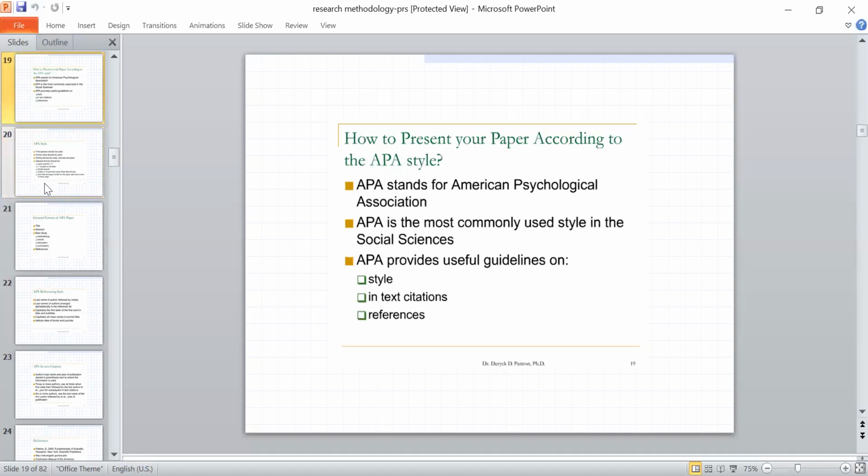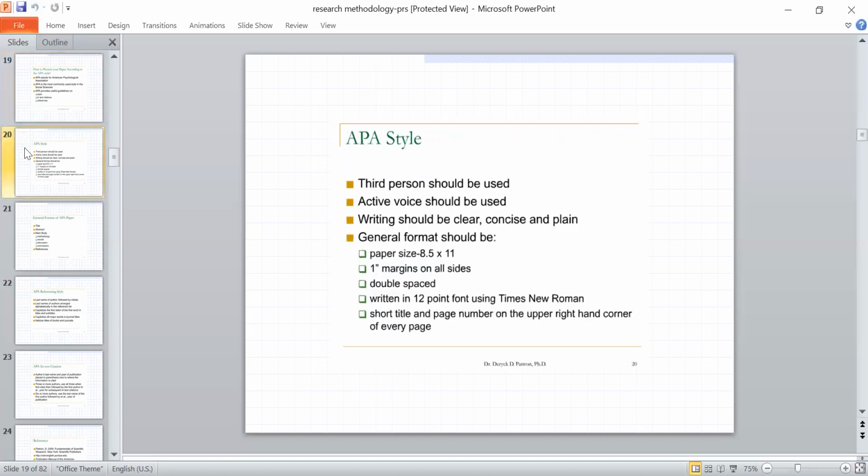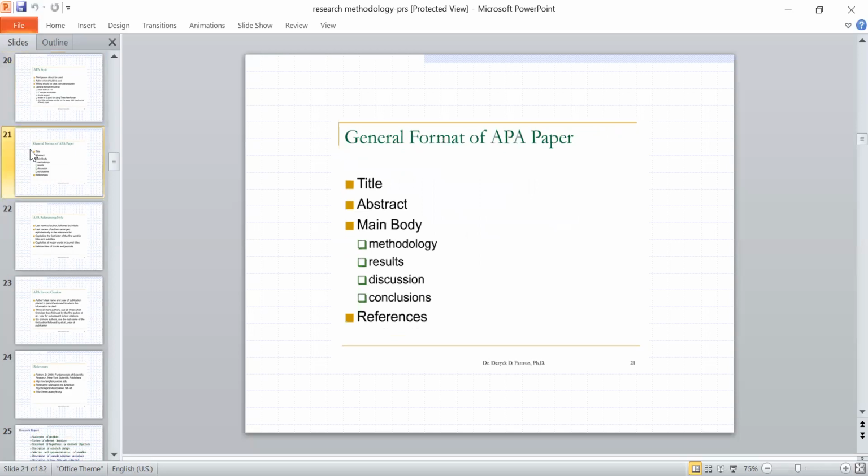Present your paper according to the APA. APA stands for American Psychological Association, most commonly styled in the social sciences. This is for social sciences, you can use this one. Journal format, you know very well: title, abstract, main body, methodology, result, discussion, conclusion, reference.